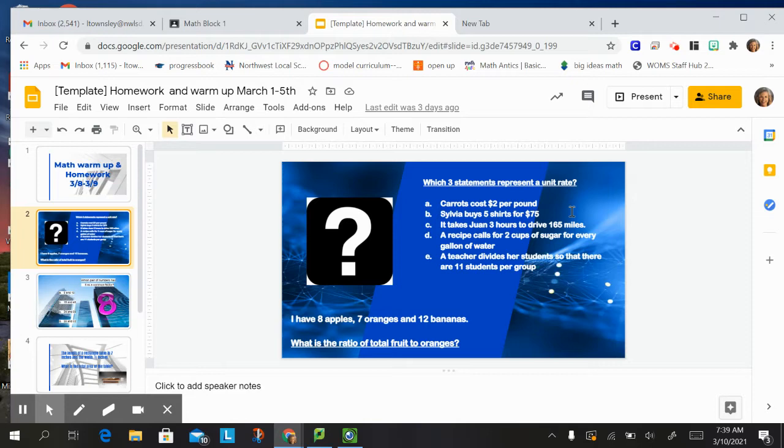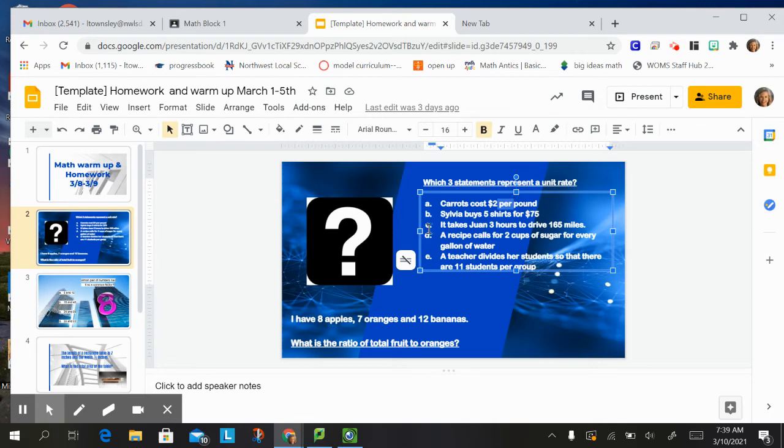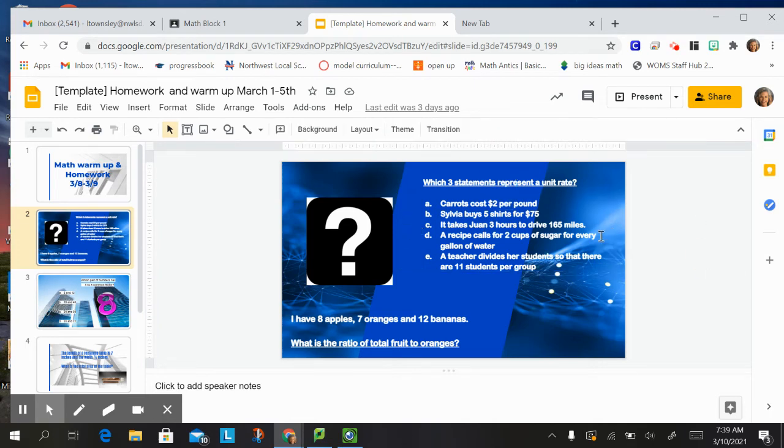Okay. So look at letter A. Letter A says carrots cost $2 per pound. Okay. Per pound. That's that key word there that's going to tell you that it's one per 1 pound. Okay, so that is a unit rate. So letter A is a unit rate because the carrots cost $2 per 1 pound. So anytime you get to one, okay, that's a unit rate.